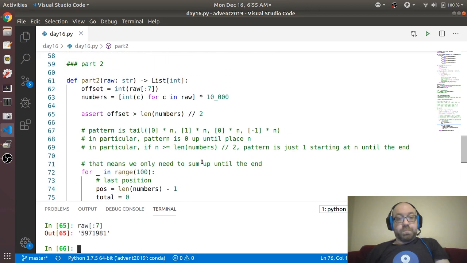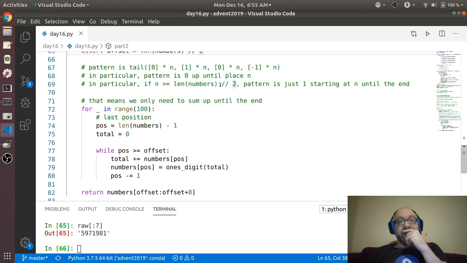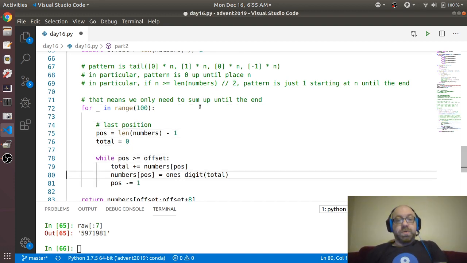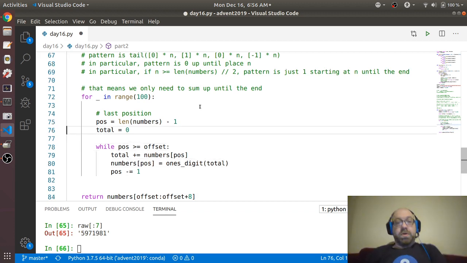So what I do is I just took the raw string because it's easier. The offset is the first 7 digits, and now I convert it to numbers and multiply it by 10,000. And again, this trick only works if the offset is in the second half of the string. So I'm just going to assert that that's the case. And now for 100 times, we just want to do the following trick. And this is literally all that happens.